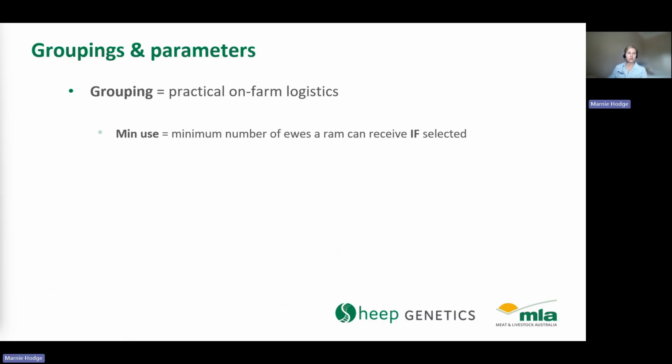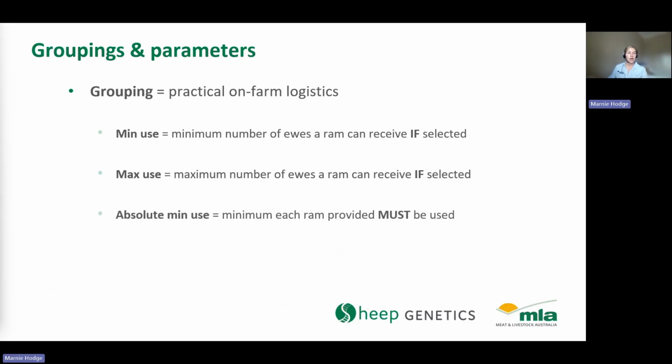So there are a few other options that you can specify under the grouping section, and again we'll run through this during the demonstration, but the min use section is the minimum number of U's a RAM can receive if that U is selected, and likewise for the minimum number of RAMs that a U can receive if selected as well. The max use is the maximum number of U's that a RAM can receive if the U is selected. And then the absolute minimum use is the minimum number of times each RAM must actually be used.